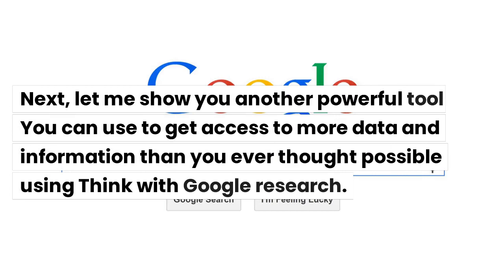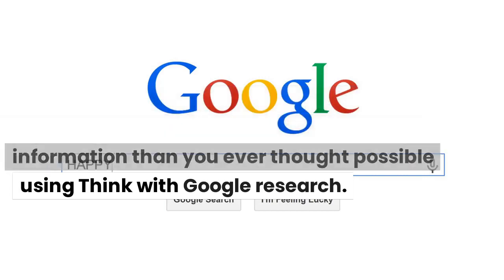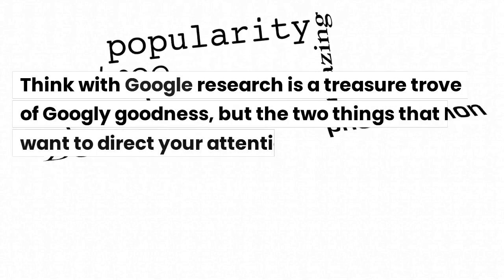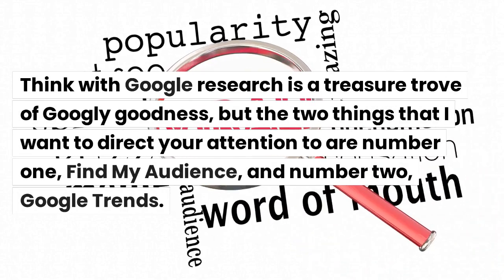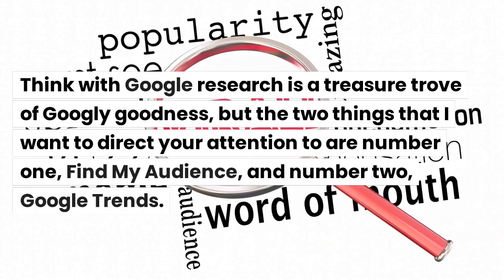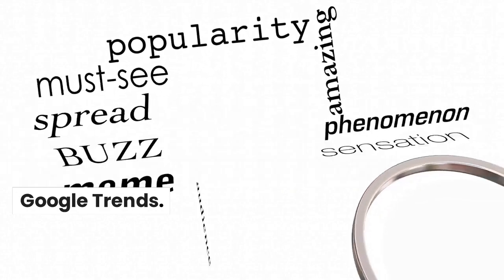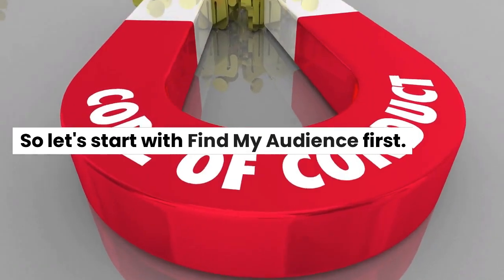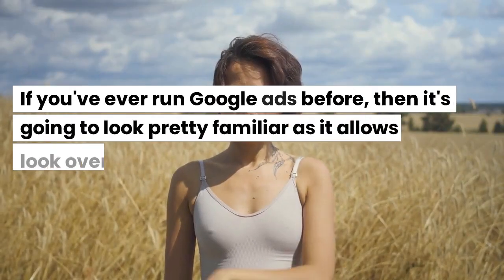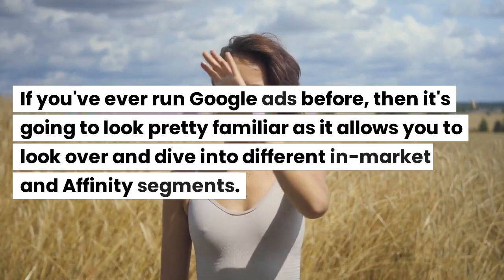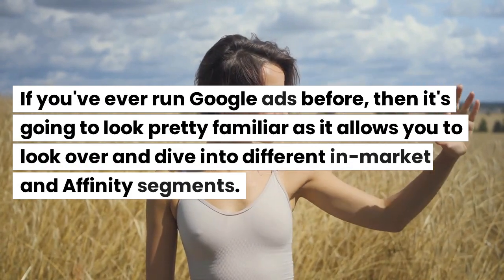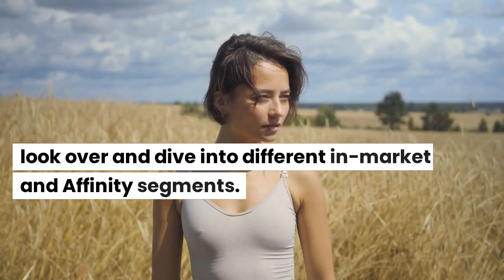Next, let me show you another powerful tool you can use to get access to more data and information than you ever thought possible: Think with Google Research. Think with Google Research is a treasure trove of googly goodness, but the 2 things that I want to direct your attention to are number 1, Find My Audience, and number 2, Google Trends. So let's start with Find My Audience first. If you've ever run Google Ads before, then it's going to look pretty familiar as it allows you to look over and dive into different in-market and affinity segments.